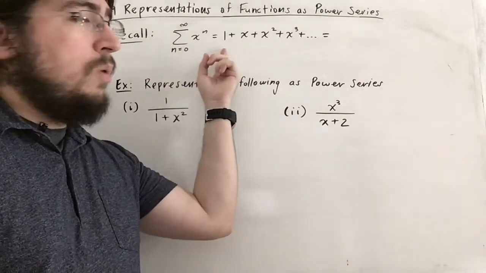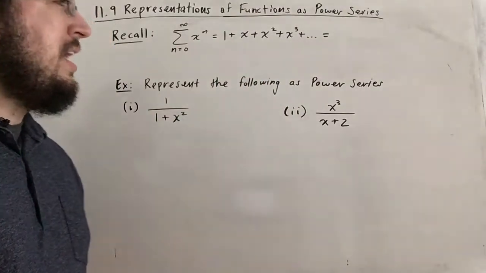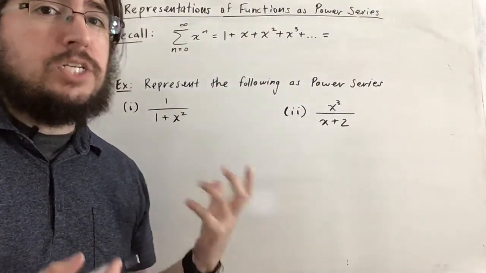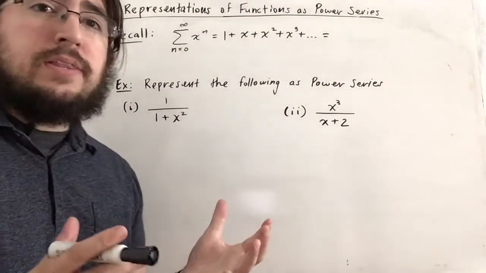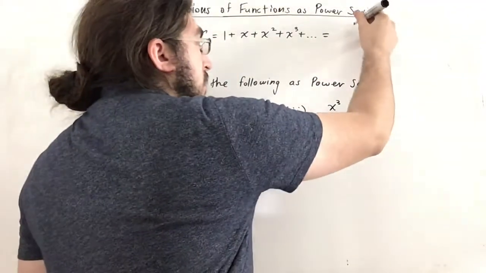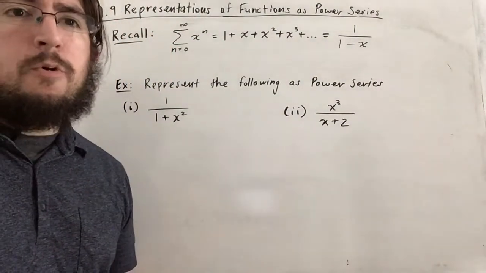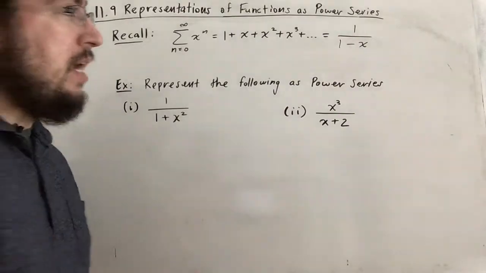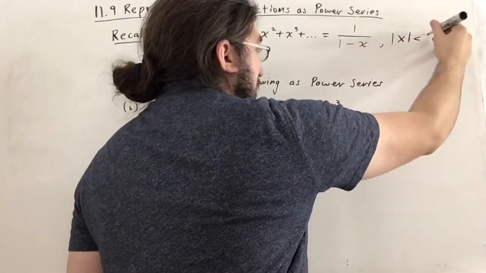So x to the 0 is 1, x to the 1 is x, plus x squared plus x cubed and so on. And remember that this is legitimately a geometric series where the ratio is x. Now, in a geometric series, you can actually find the sum of the series as the first term in the series divided by 1 minus the ratio. We've seen that before. The only problem is this is only valid when the ratio has absolute value less than 1. So only when the absolute value of x is less than 1.